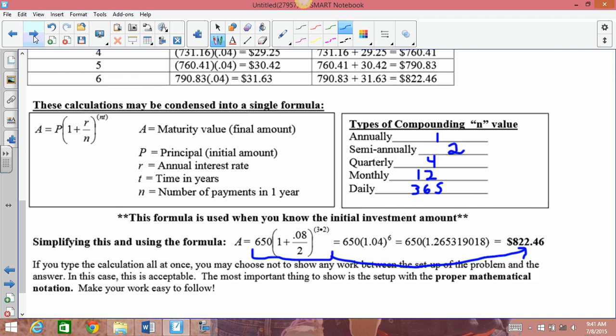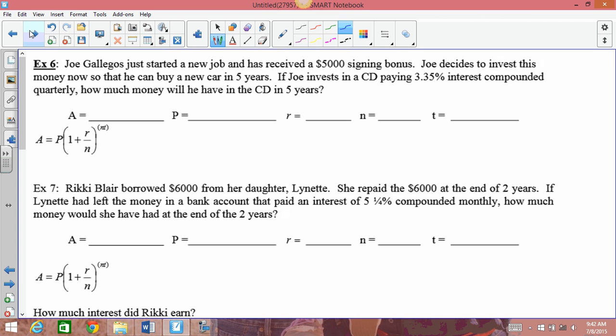All right, so let's flip it over and let's use this formula. We'll do example 6 together, and then I'll let you try 7 on your own. In example 6, it says that Joe started a new job. He received a $5,000 sign-in bonus. He wants to invest this money now so that he can buy a car in 5 years. He invested in a CD, paying 3.35% interest compounded quarterly. We want to know, well, how much money is he going to have in that CD at the end of the 5 years? So he is putting in $5,000.